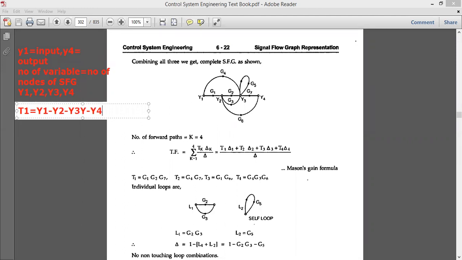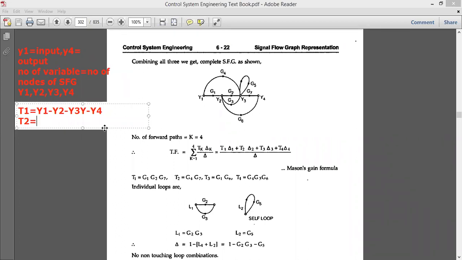So this is the first forward path. Now the second forward path we may have here starts at point y1. You can see here it starts at point y1, then goes through g4, reaches y3 and goes to y4. This is a half semicircle and one small line.